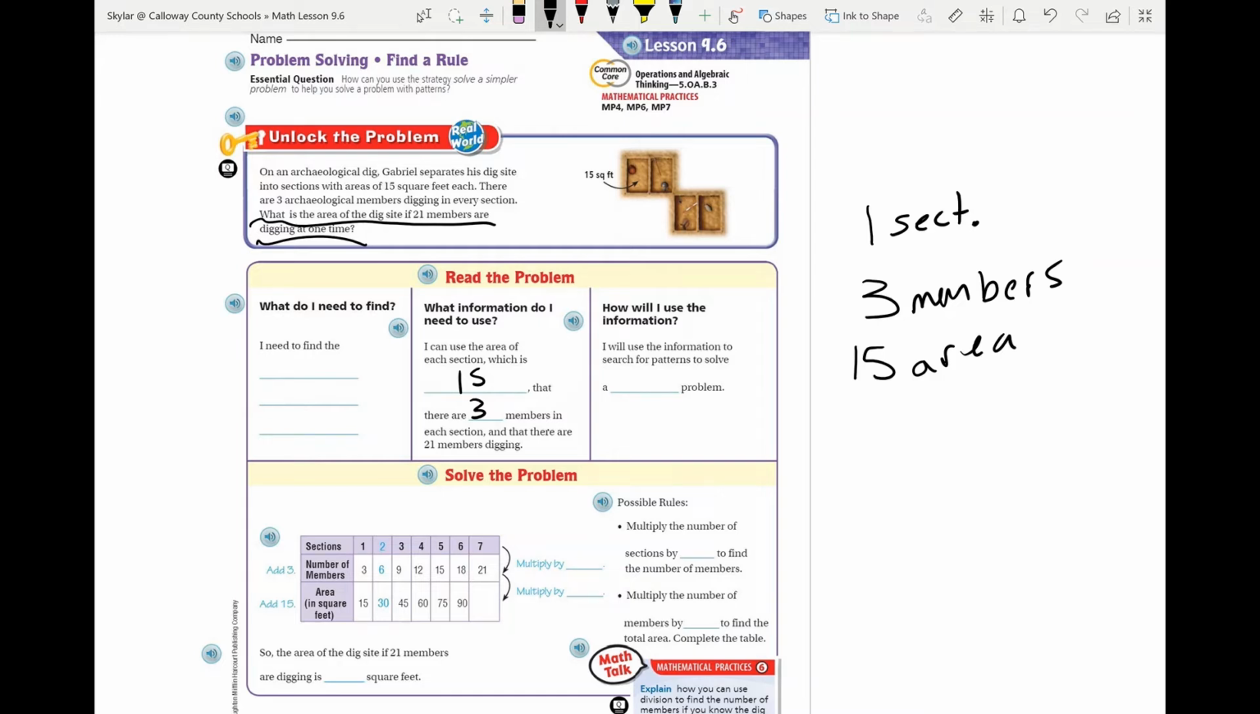So there's actually 2 rules that are going to be used here. Number 1 is what you have to do to sections to get members. So your rule is going to be times 3. Section times 3 equals number of members. And then we need to figure out what our rule is to find area, and that is members times 5, because you have to multiply a 5 by that 3 to get 15. Remember, when we're trying to find the rule of a sequence, that's all that we're doing. We're just trying to figure out how those numbers are related.